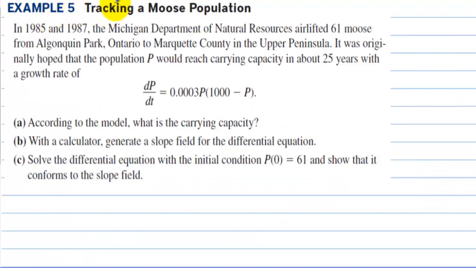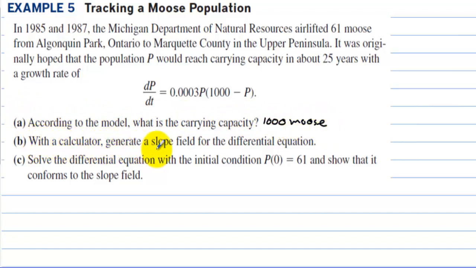Example 5, tracking a moose population. In 1985 and 1987, the Michigan Department of Natural Resources airlifted 61 moose from Algonquin Park, Ontario to Marquette County in the Upper Peninsula. It was originally hoped that the population P would reach carrying capacity in about 25 years with a growth rate of the following. A, according to the model, what is the carrying capacity? Well, that's 1,000 moose.